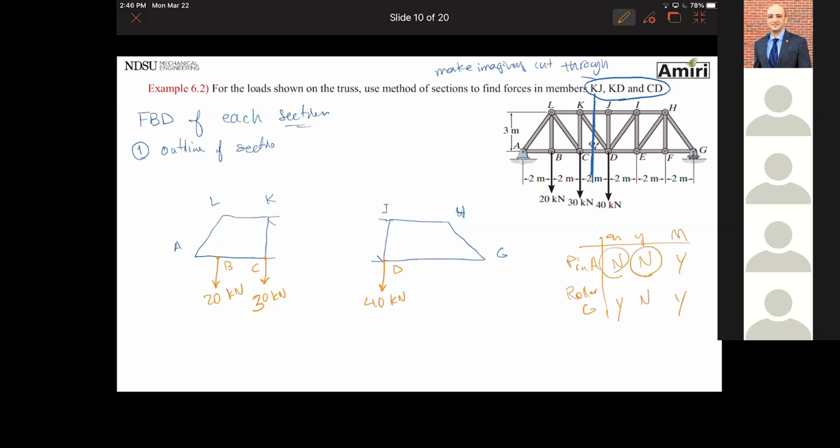So at A, I have to put AY, AX. At G, I have to put a GY.